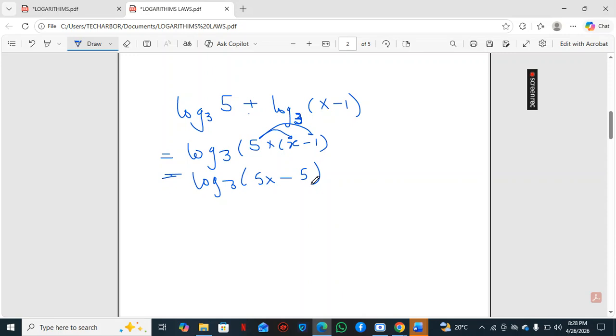So, colleagues, that's the first rule, the product rule. If you ever see logarithms being added together, then you're going to apply the product rule there.